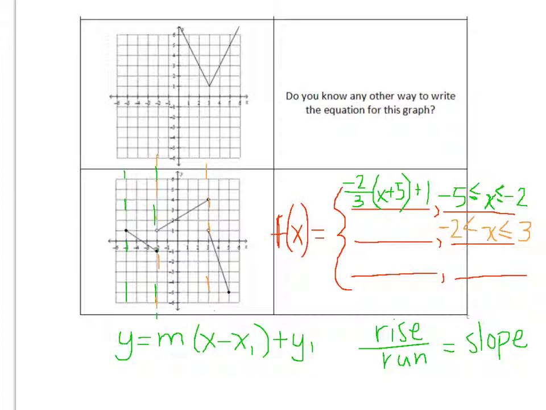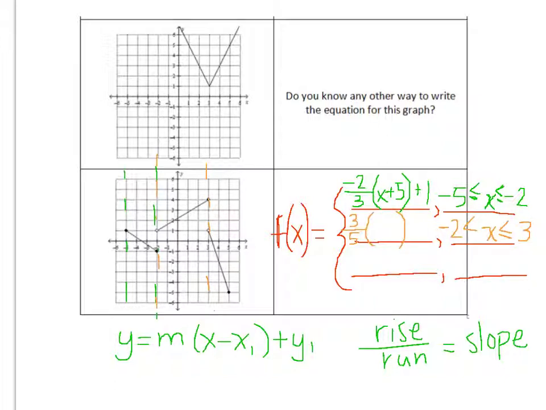Again, I'm going to use point-slope form because I can't tell exactly what the y-intercept is from looking at the graph. So if I count my rise over run, I can go up 1, 2, 3, and over 1, 2, 3, 4, 5. So my slope is going to be up 3 over 5 to the right, a positive slope of 3/5.